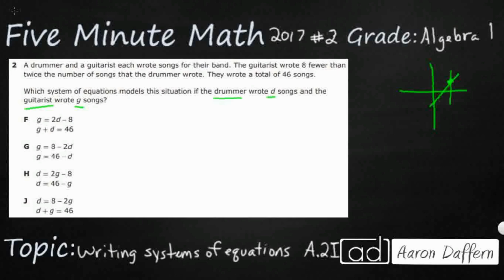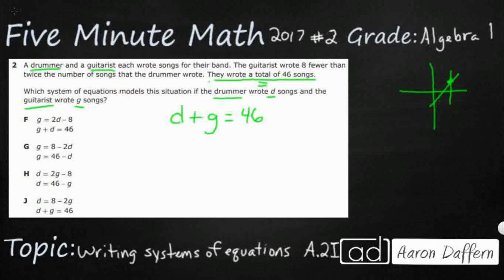Okay, so we've got two different sentences here. They include two different clues, and I'm going to start with this one because that's a lot more straightforward. They wrote a total of 46 songs. Total of, that means we're going to equal there. And who's they? Well, just the drummer and the guitarist. So the drummer songs plus the guitarist's songs equals 46. All right, so that's pretty straightforward there.